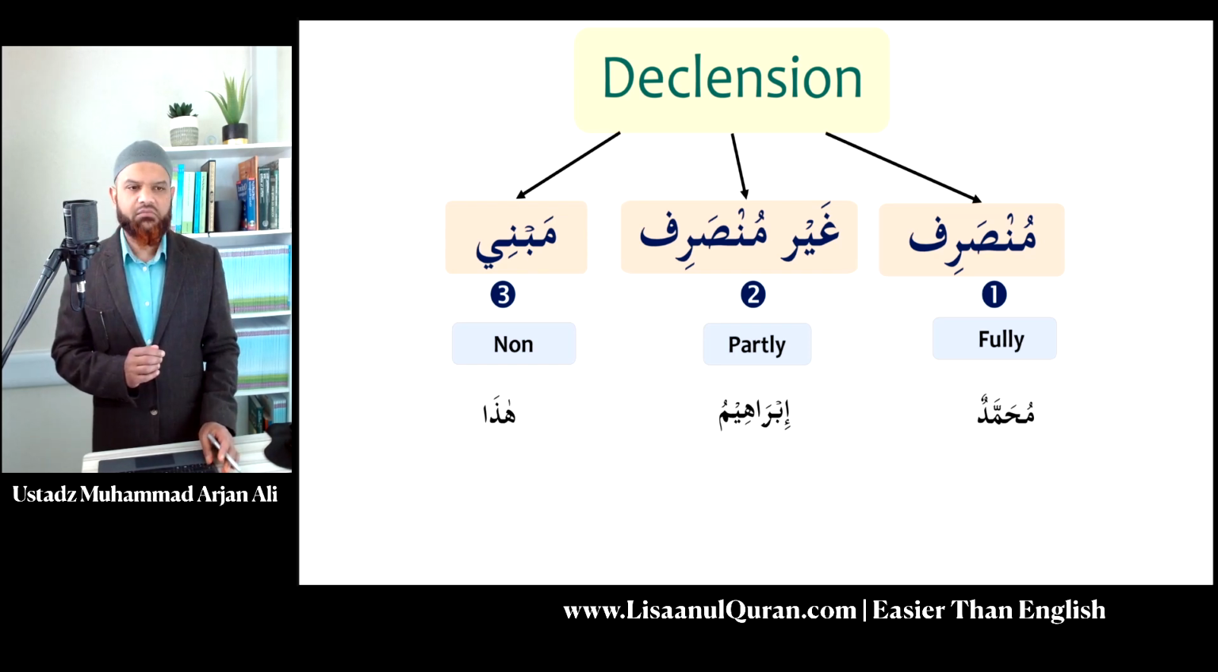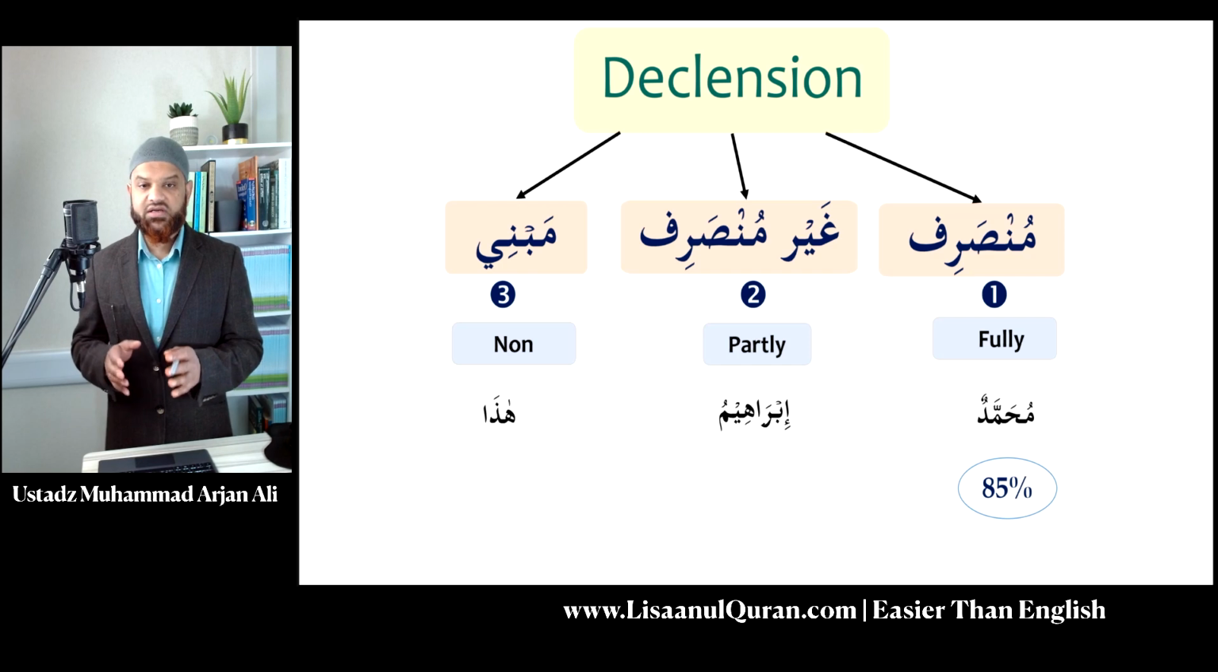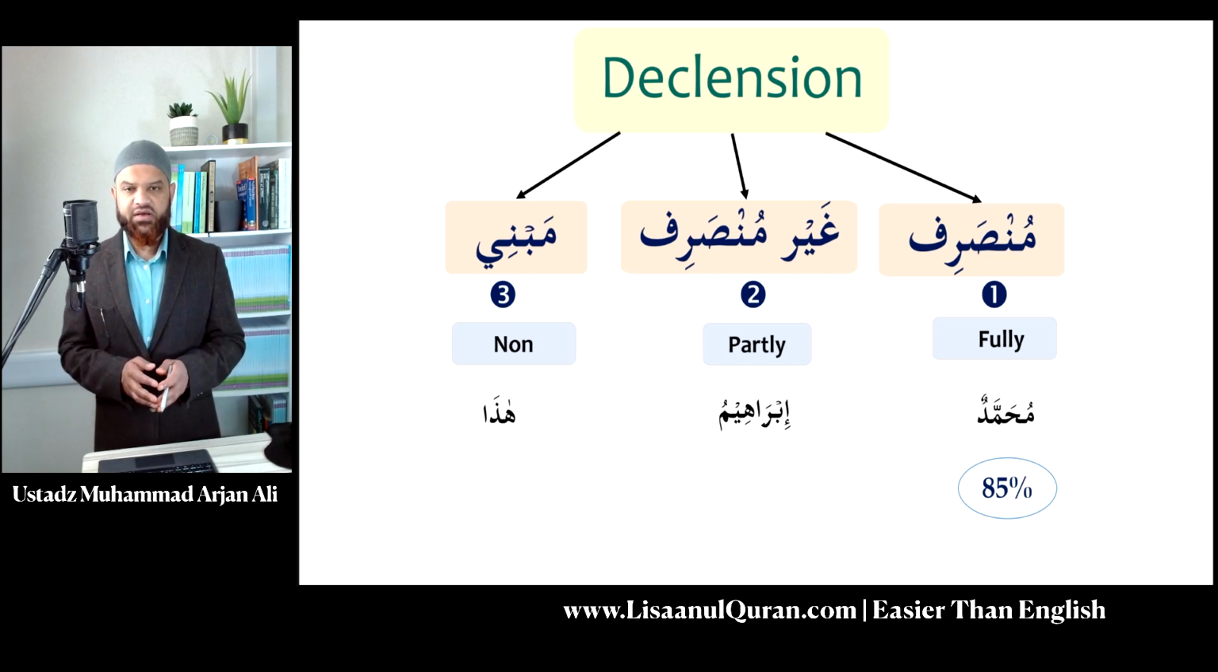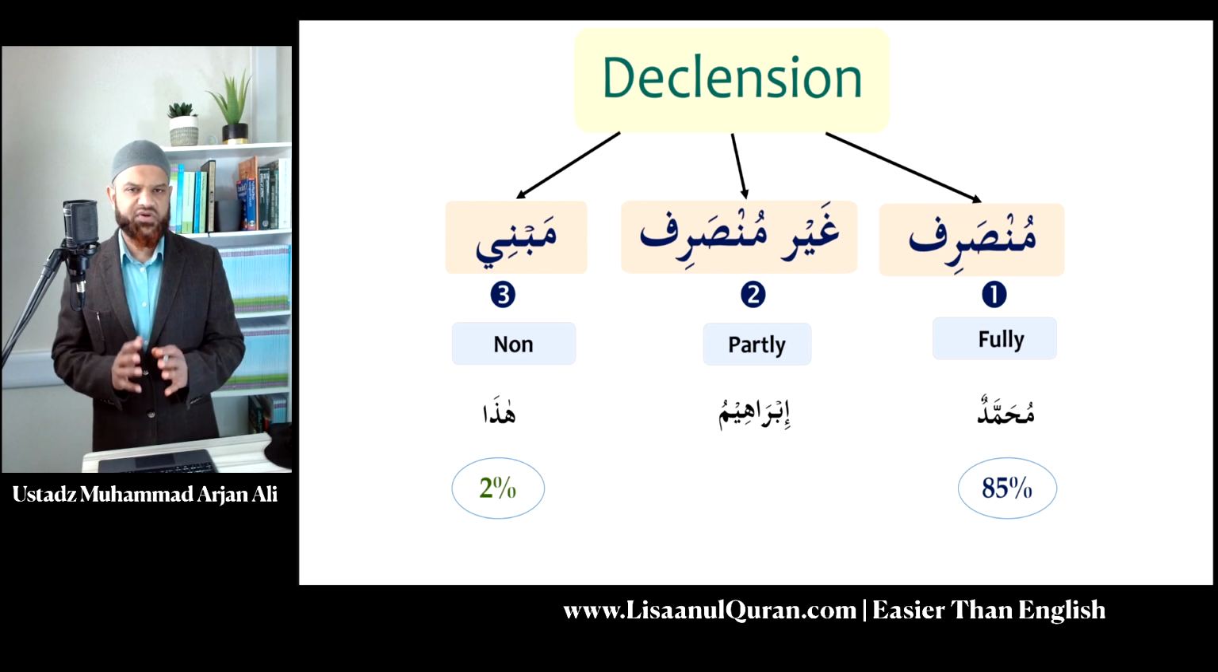So the word Muhammad, for example, you already know, changes: Muhammadun, Muhammadan, Muhammadin. So the bulk of the isms in Arabic will decline this way. And by now, you know there are many categories of those. Then we have the non-declining, which is number 3, mabni. Now, non-declining is about 2% of the words. 2% of the words in the Arabic language, isms, do not change at all.